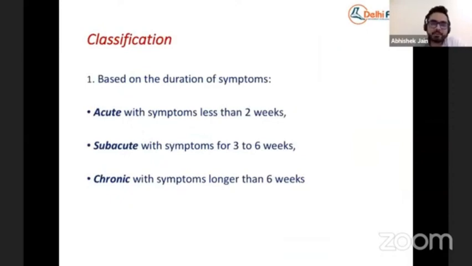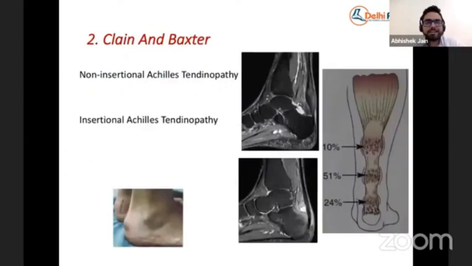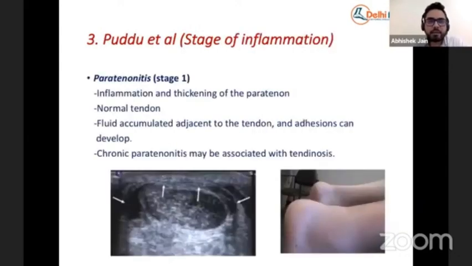Classifying Achilles tendon pathology based on the duration of symptoms: acute if they are less than 2 weeks old, subacute if they are 3 to 6 weeks old, chronic if they are more than 6 weeks old. Then Klein and Baxter came up with non-insertional and insertional Achilles tendinopathy. We have already seen what they are. Then Puddu came with a classification based on the stage of inflammation.